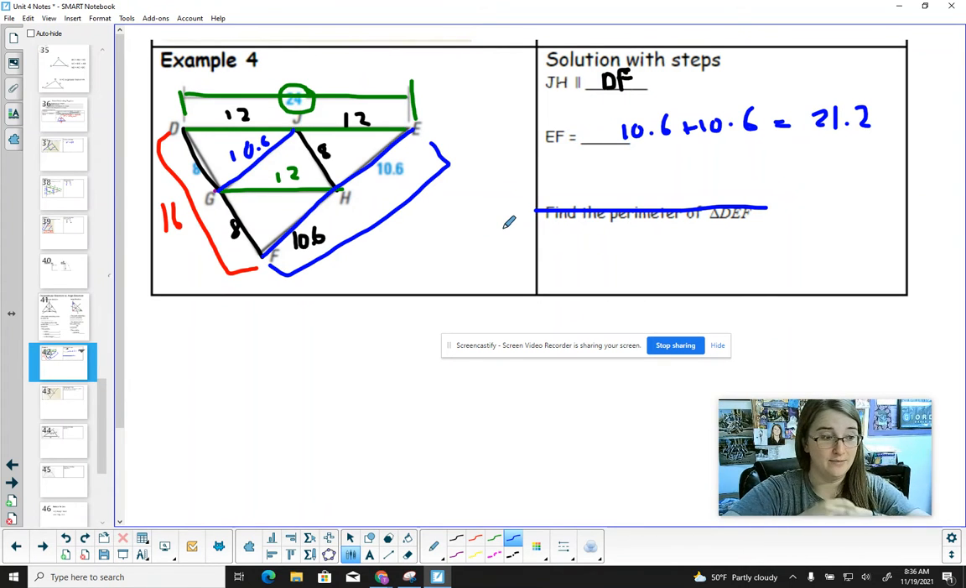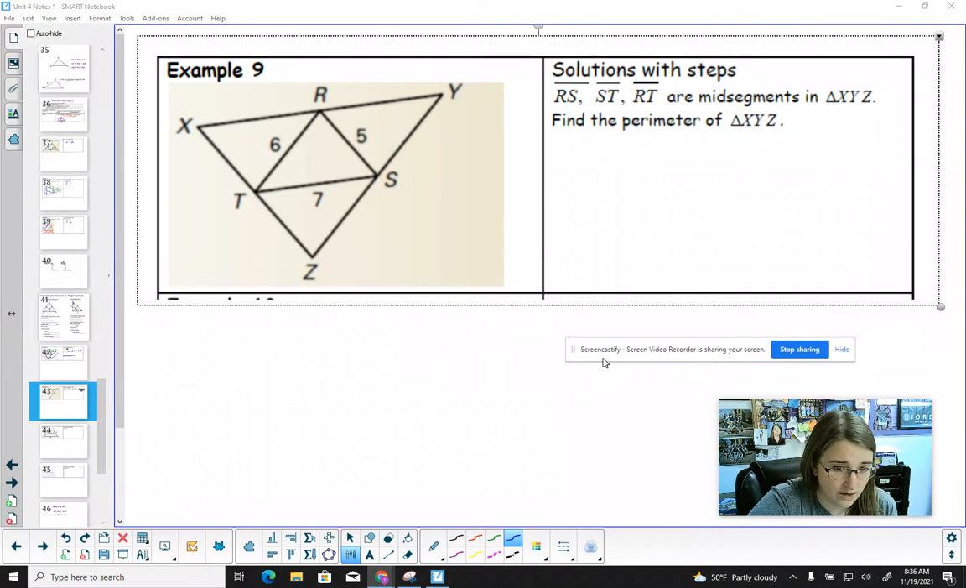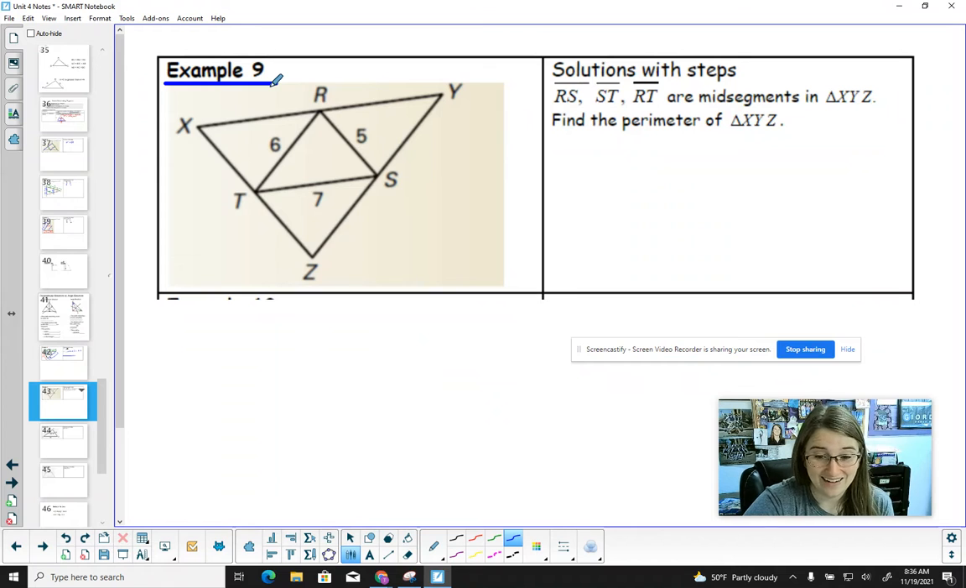So that is the concept. You might be a little bit confused if you didn't watch the Edpuzzle, but that's what we talked about in it, right? My big side compared to that little mid segment, we have that half double, right, relationship going on. So I want you guys to try this one now. We are on example 9. Take a second to get to example 9.